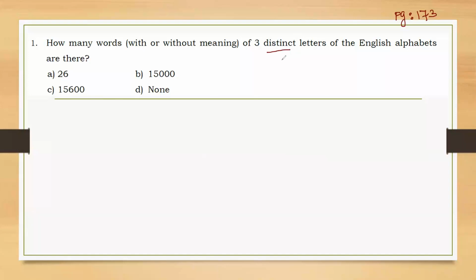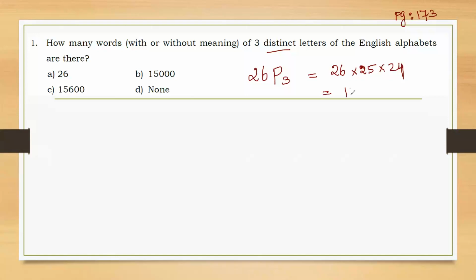How many letters are there in the English alphabet? 26, right? Good. In that, we are going to select 3 and arrange them. Without meaning, we are going to form a 3-letter word. So we have to arrange it. From 26, 26, 25, 24. From 26, 3 numbers. Here the options are given, right? So we need to multiply it.